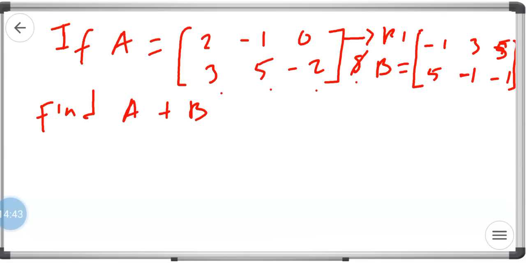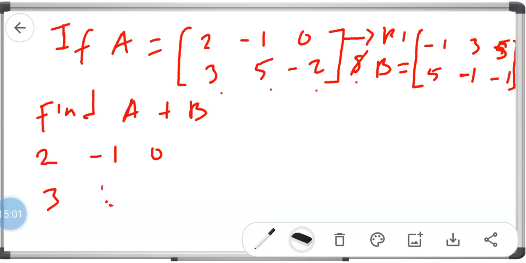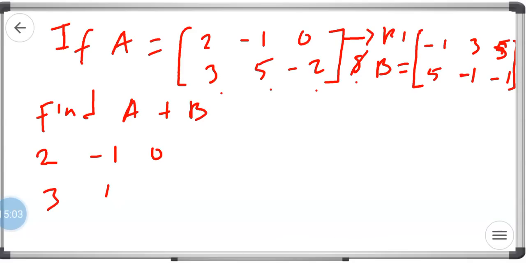Matrix A, that's 2 by 3, and matrix B, that's 2 by 3 as well. So quickly, solution. I'll take my A: 2, minus 1, 0, and 3, 5, minus 2. That's for matrix A.